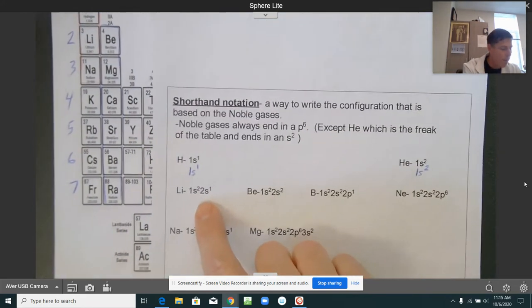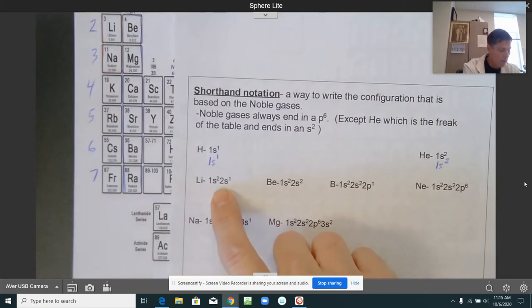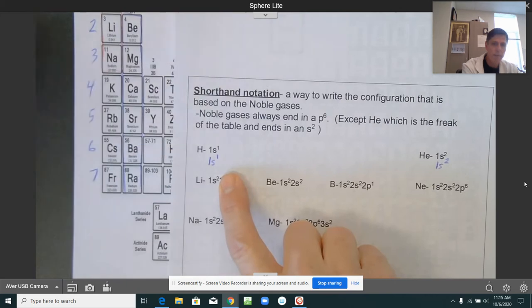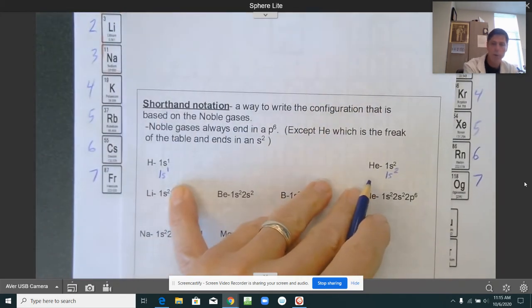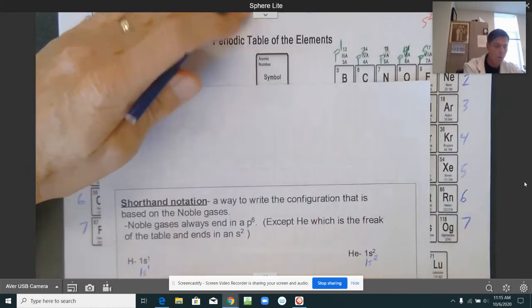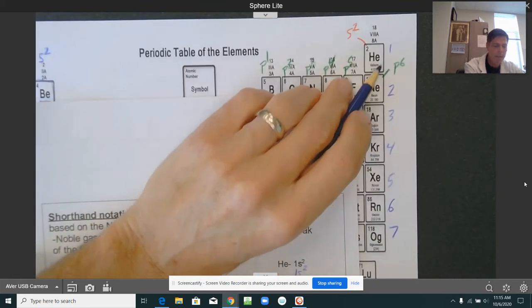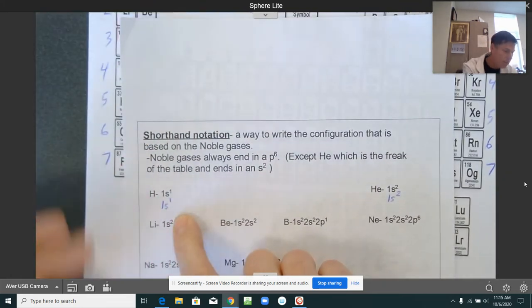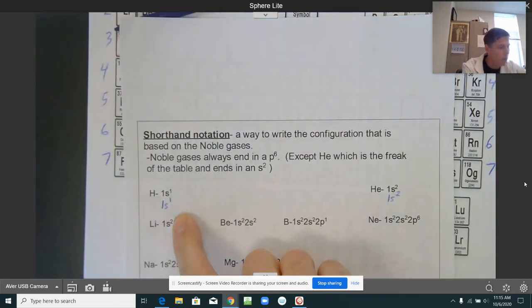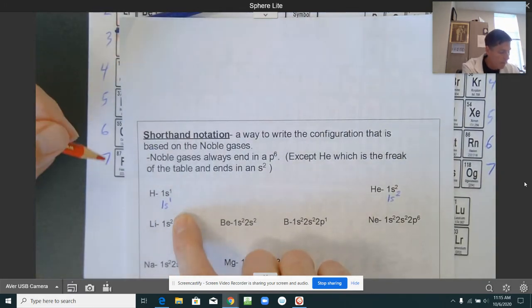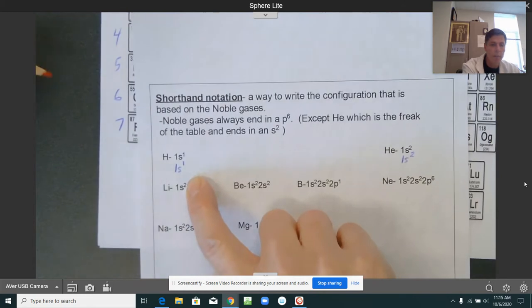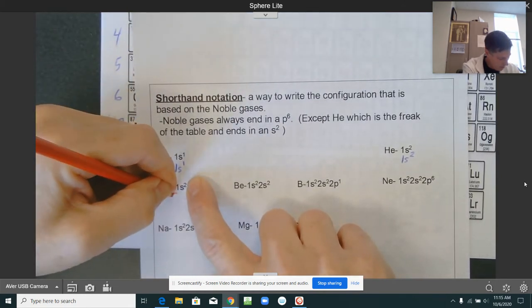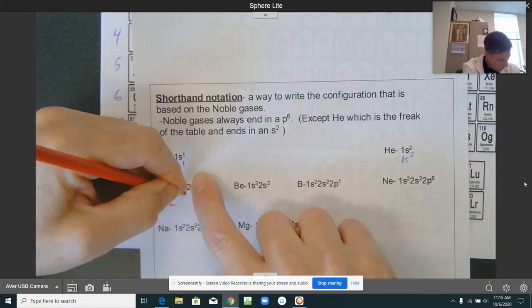So with that, if I were to look at the configuration for lithium, well, 1s2 is the configuration for helium, isn't it? 1s2 is right here. Basically, it's the end of that ring. So at first, it's going to seem like it's not really that much of a shorthand. Trust me, it gets better. How you write shorthand notation is actually pretty straightforward.